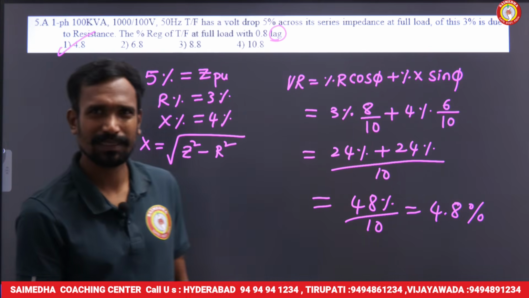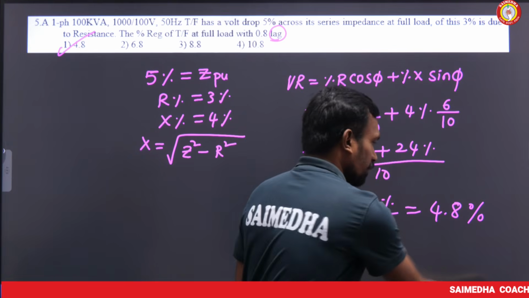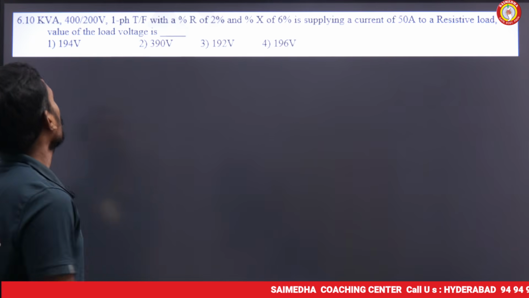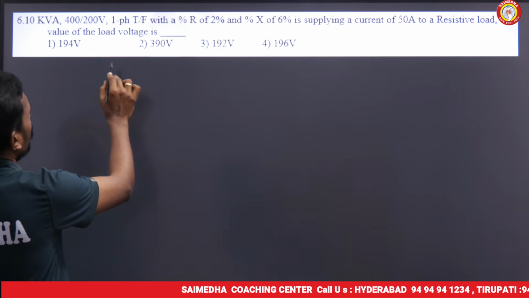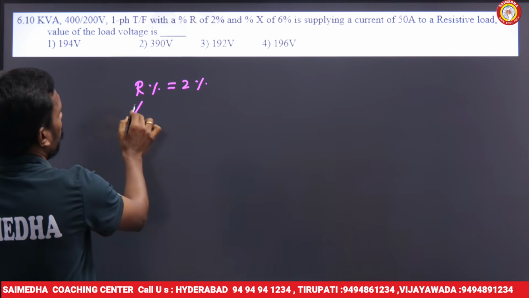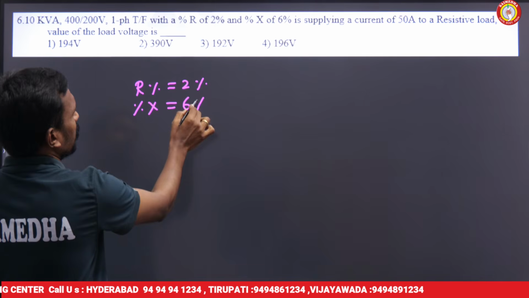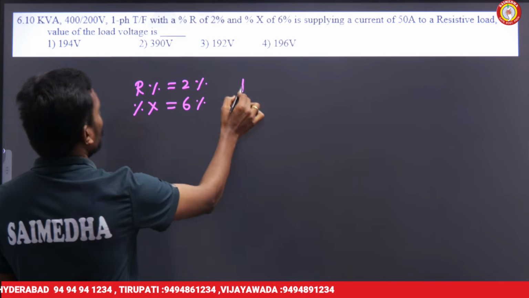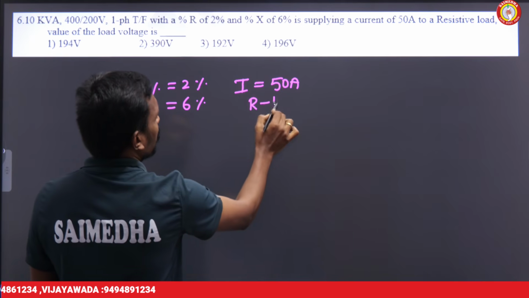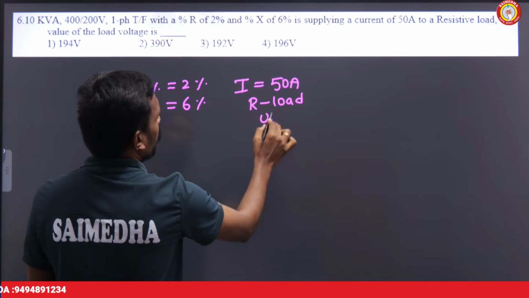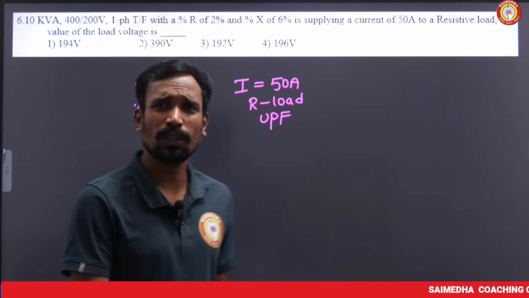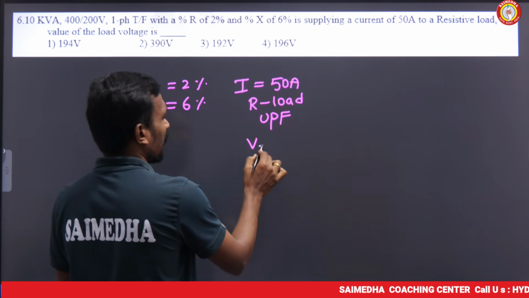A simple question, sir, right? Next question. Let's see. A 10 kVA 400 by 200 volt single phase transformer, percentage resistance 2%, percentage reactance 6%, and supplying a current of 50 amperes to the resistive load. Only a resistive load they have given, so the load power factor is unity. They are asking for the value of the load voltage.